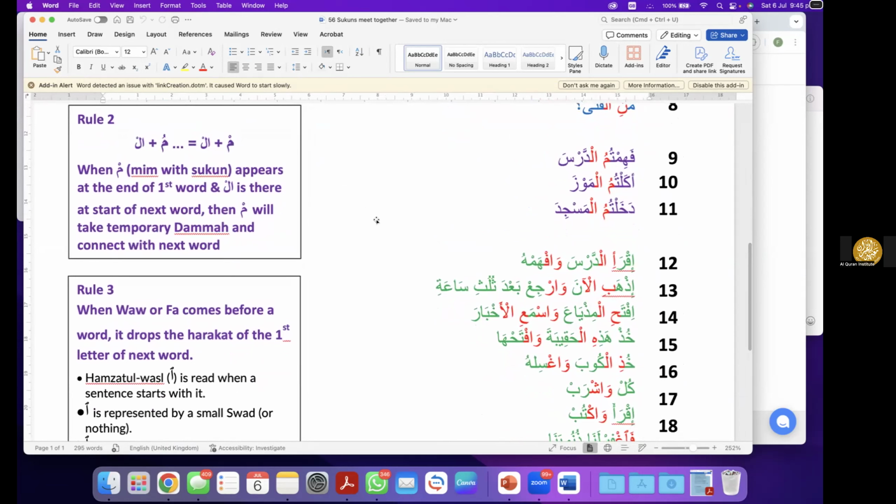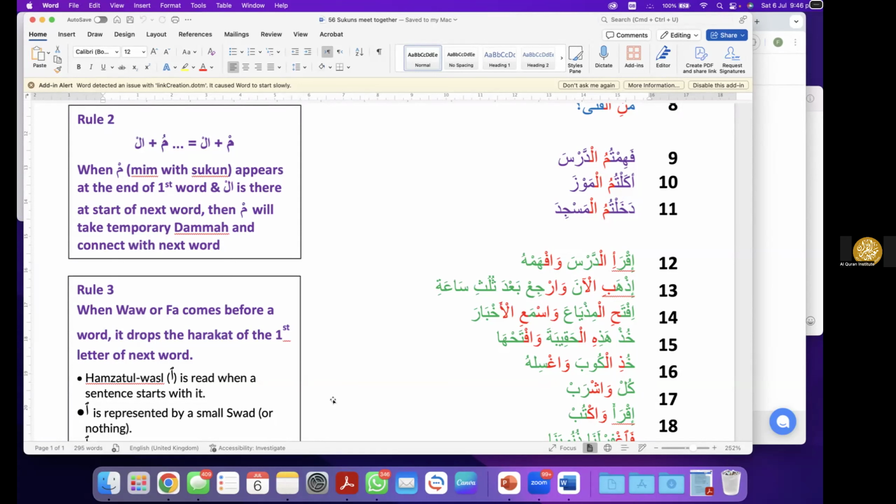Okay, that's fine. There may be some overlapping examples. Again, ignore that. So mim coming before al, in a situation like this, it will be dhamma as a rule. For example, fahimtum plus ad-darsa. Fahimtum, you understood ad-darsa. So al came, the rule we studied before says if there is a sukun, then it will take a kasra. But if it is mim, then it will be dhamma. Fahimtumul darsa.